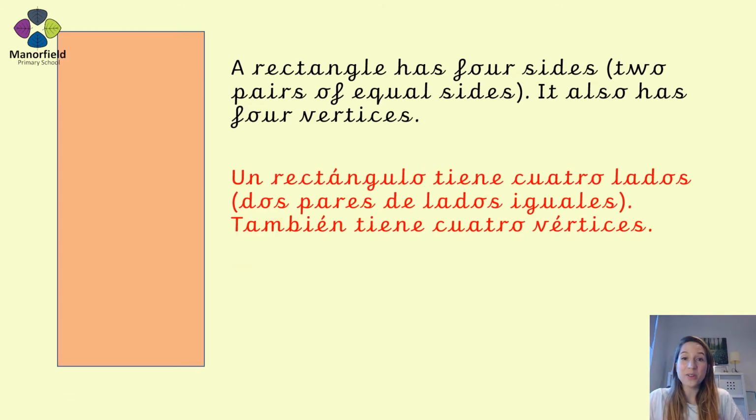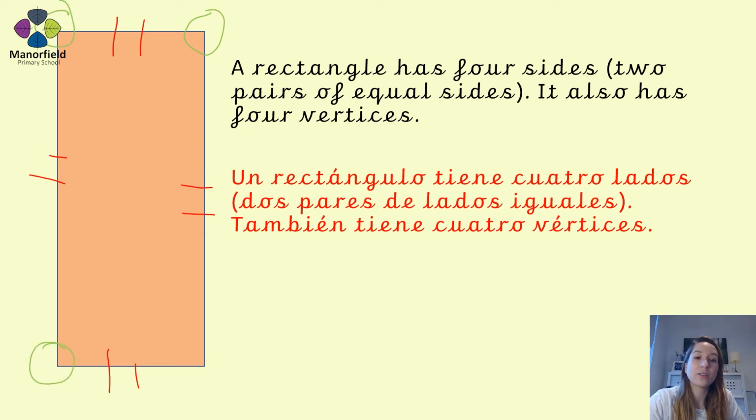A rectangle has 4 sides. It has 2 pair of equal sides, because if you see, there are 2 longer ones and 2 shorter ones. Okay, it also has 4 vertices, and I'm going to circle these in green. And here are the vertices, the corners.